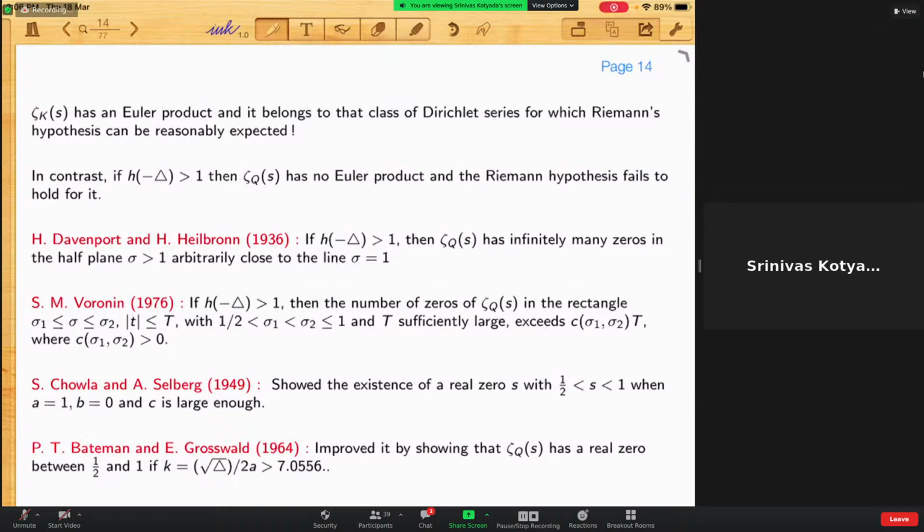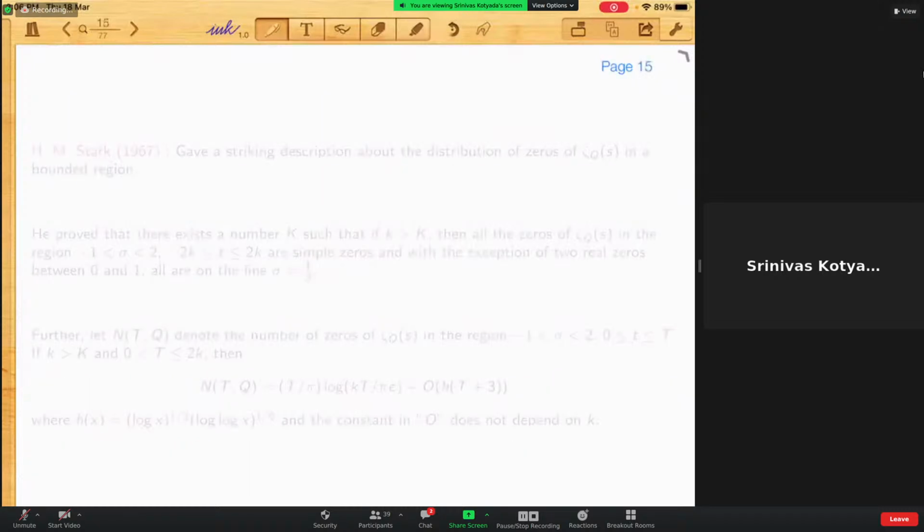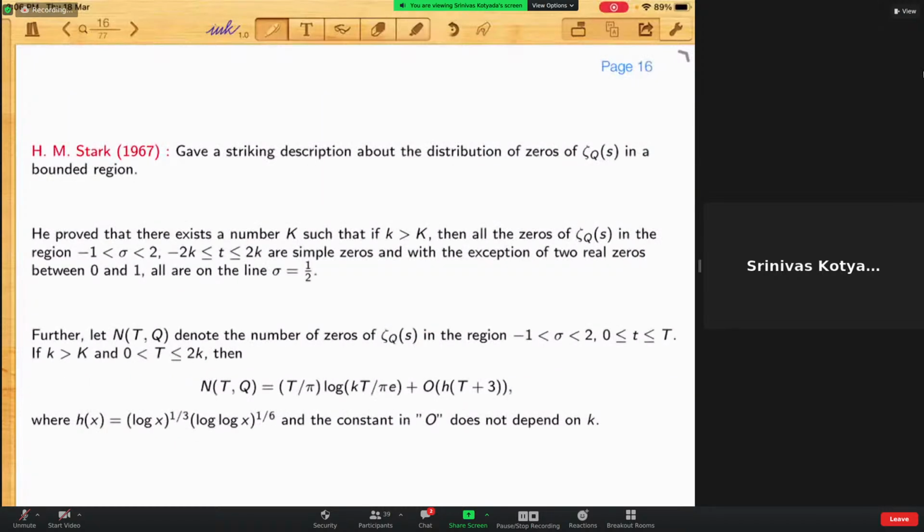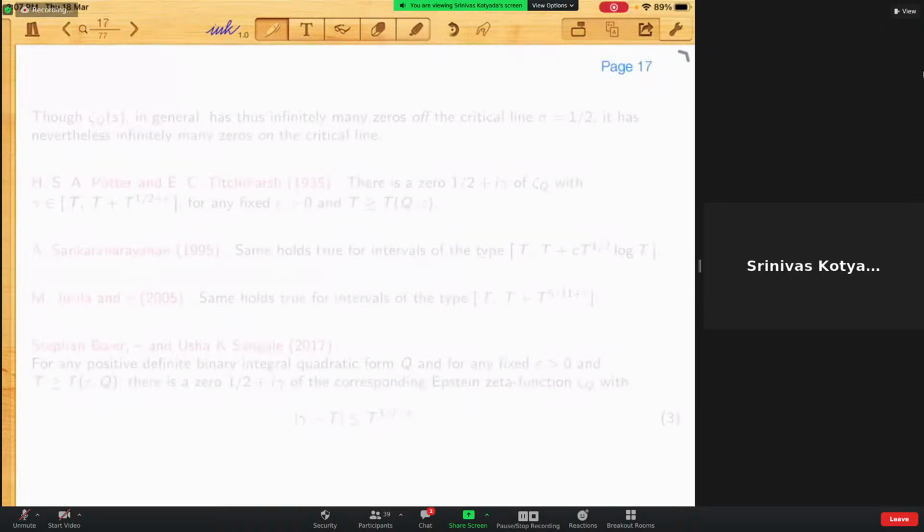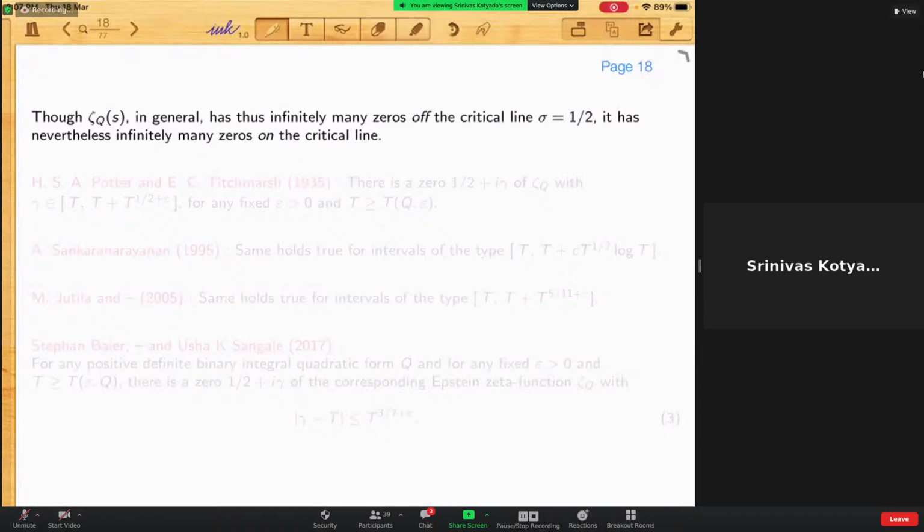And Bateman and Grosswald improved it in this way: if K is bigger than this, then there is a zero between half and 1. Stark proved the existence of a number k, small k actually, such that if K is bigger than k, then all the zeros are simple in this rectangle, with the exception of 2 real zeros between 0 and 1. He further gave a zero density estimate of this type. Therefore, though this Epstein zeta function has infinitely many zeros off the critical line, nevertheless, it has infinitely many zeros on the critical line, and that is our interest.